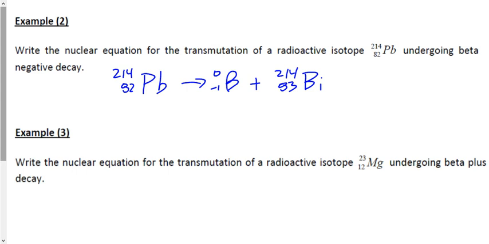Now watch this. There's also something else produced here. You don't have to figure that out in this case. You just have to remember that every time you have beta-negative decay, every single time, you also produce something called an antineutrino.